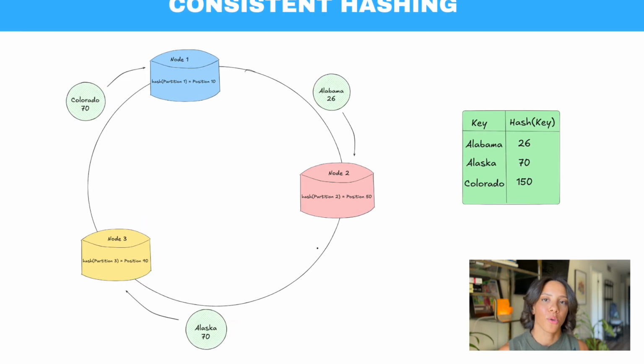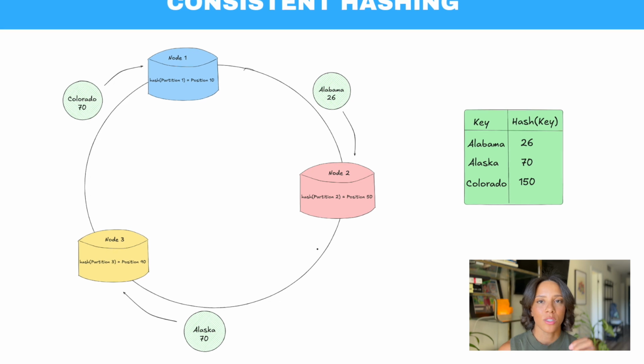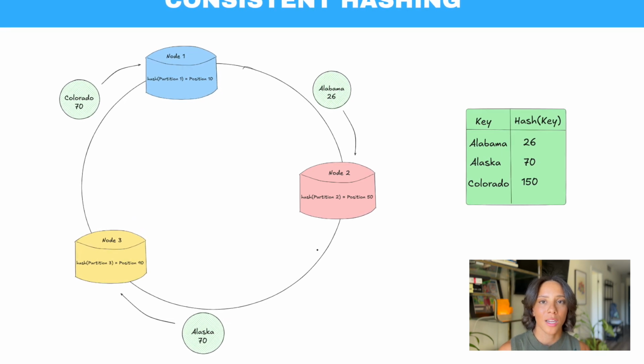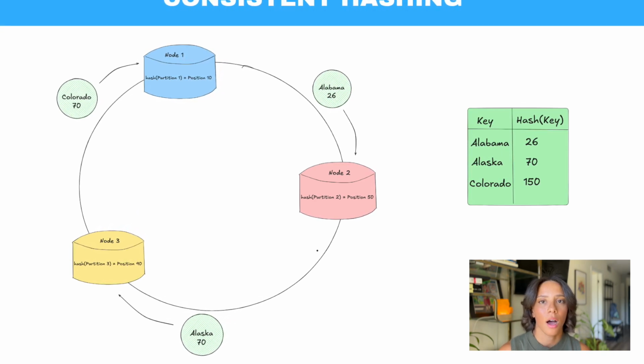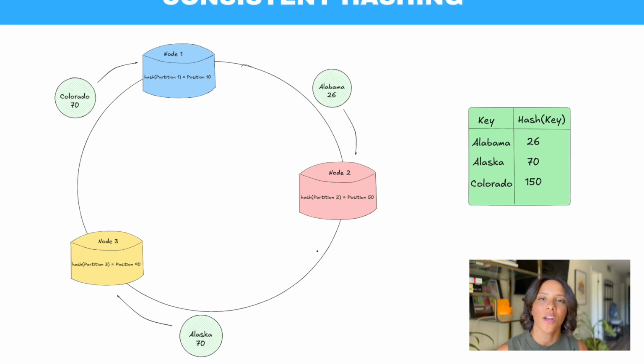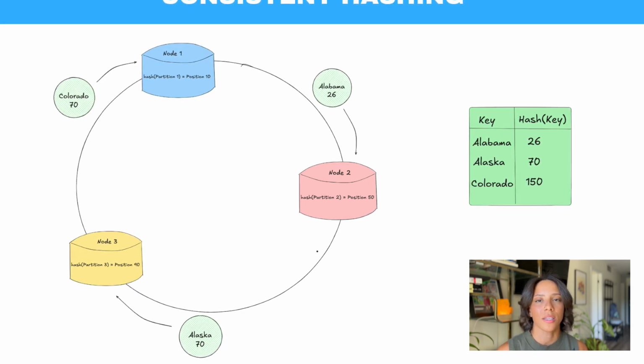So say we want to remove a node, then all the keys that were once on that node are now directed to the node clockwise of that old node. And if we want to add a node, then we just need to rehash the keys that are in the adjacent servers. So with this approach, we still have the risk of hotspots.